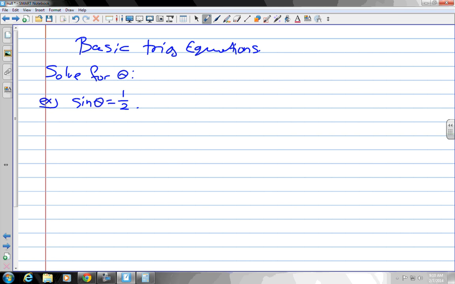So if I go to my unit circle, and you should have it in your notes. So now I am just referring to the unit circle. So sine theta equals 1/2. So is that the x or the y value? Sine is the x value or the y value? Y value. So where's the y value equaling 1/2 on the unit circle? 60 degrees, so pi over 3, right?